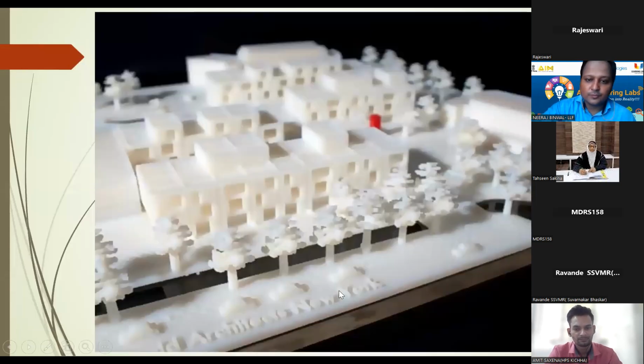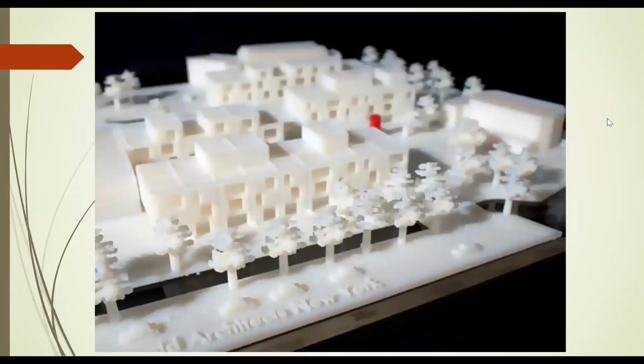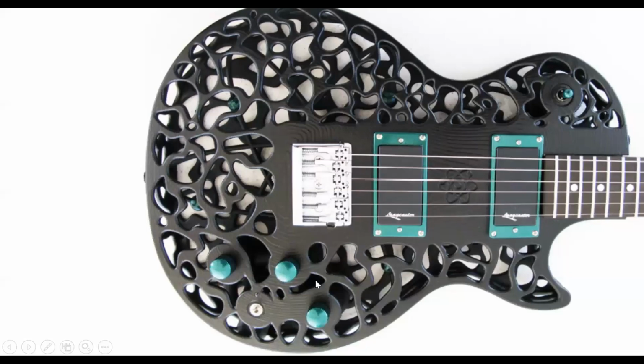Now we'll move to the next one. This is a 3D printed architecture of New York. Let's suppose there is a builder who wants to build a city. They can design how the city looks, where to do the parking, where the road will be, where the plants will be. This kind of thing they can imagine and print through their printing part.